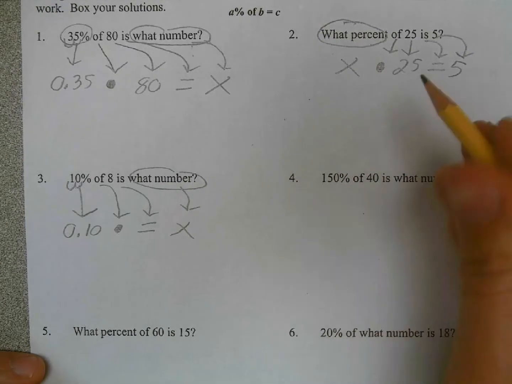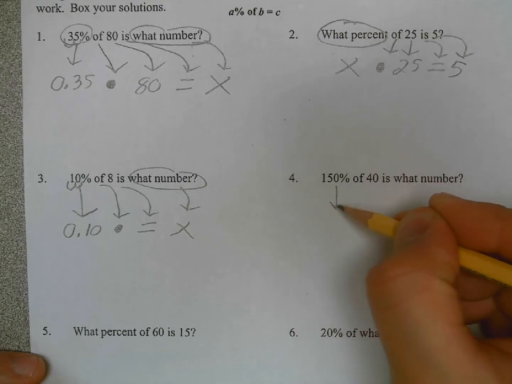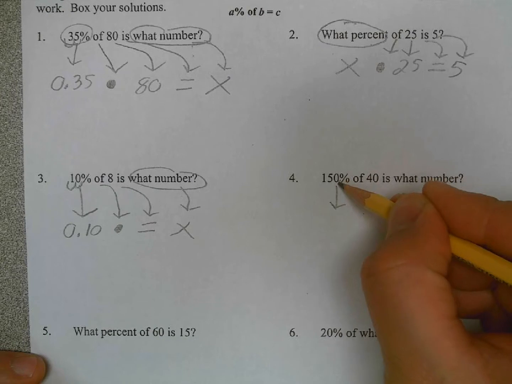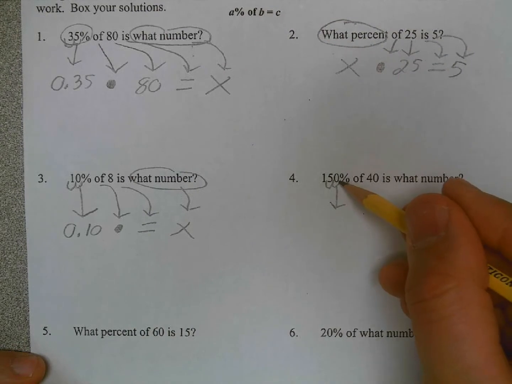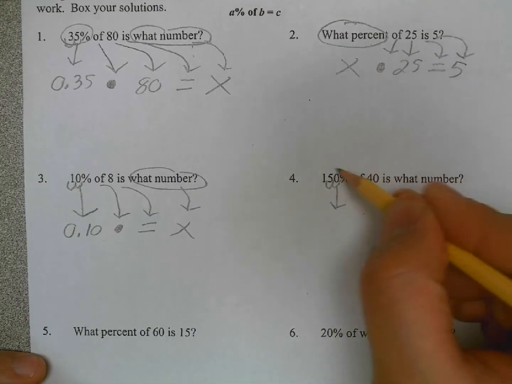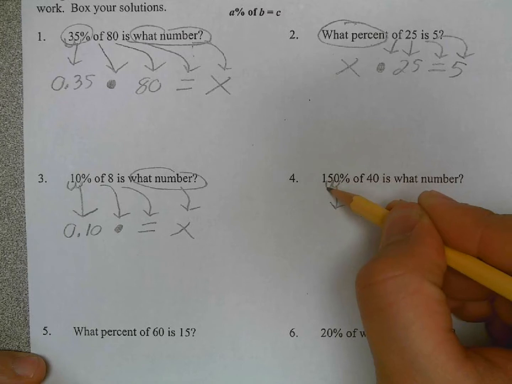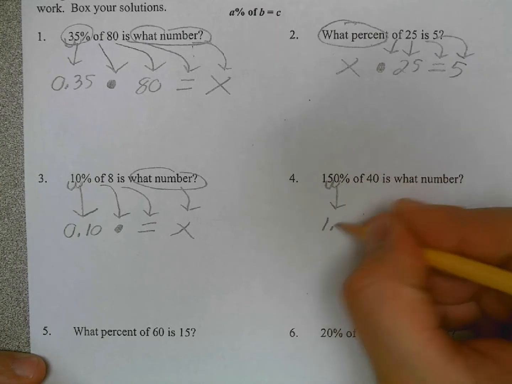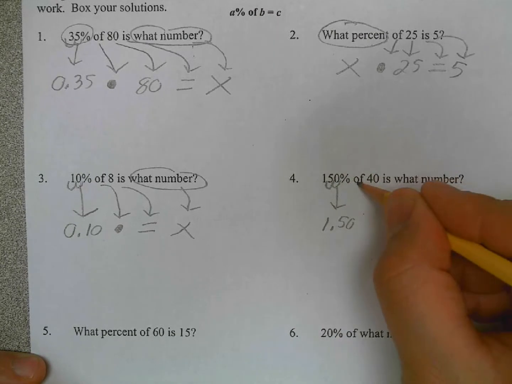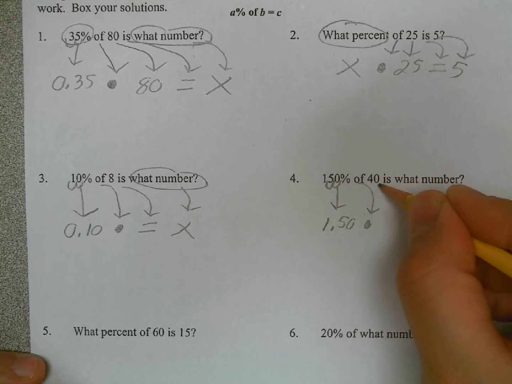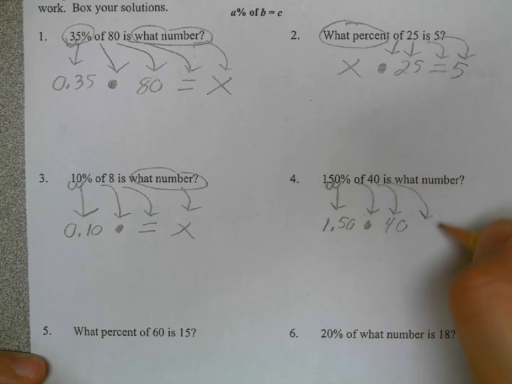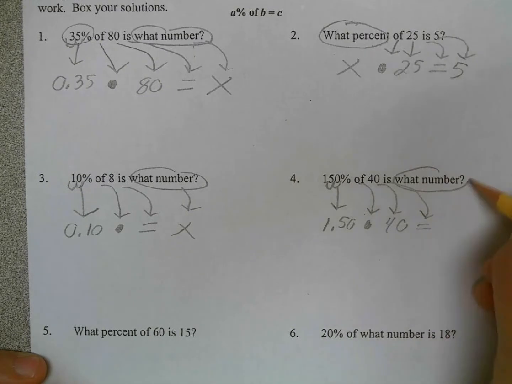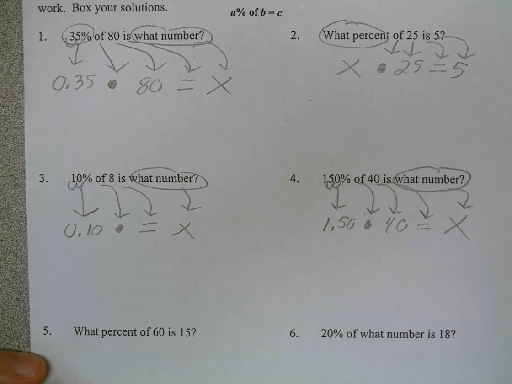Alright, 4 right here. We got 150%. That's not helping me too much, so I'm going to convert that to a decimal. 2 spots to the left. So from the last videos we learned from converting a percent to a decimal, you want to move it 2 spots to the left. So that's going to leave me with 1.50. Of means times. We got our 40 still there. Is means equal. And then we have our what number is going to be our x.